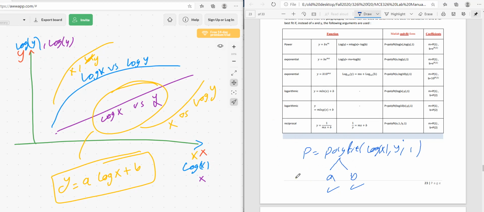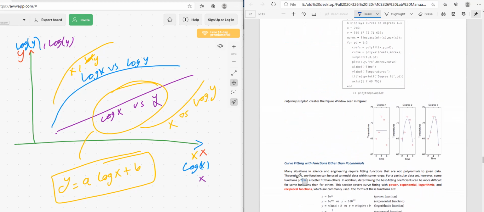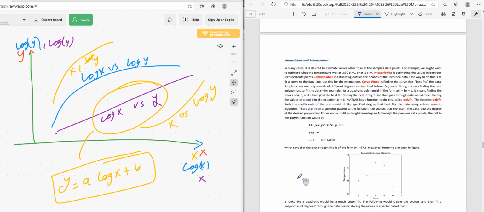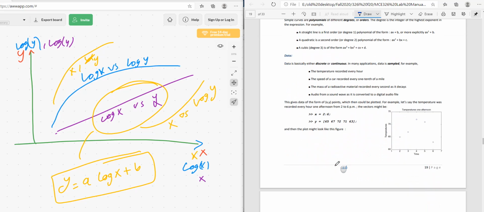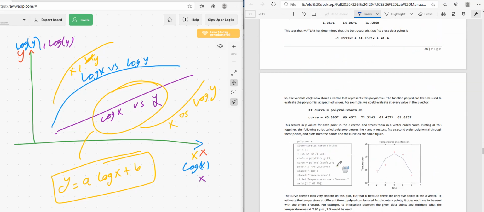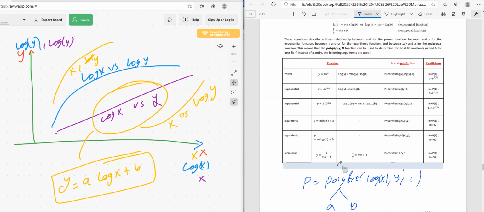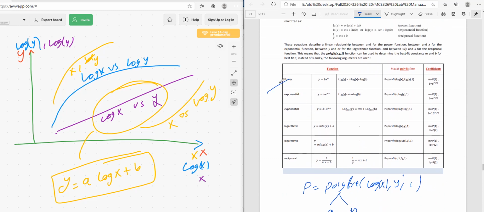I hope that everything in this video is clear. We learned together how we can solve a system of linear equations, how we can fit data using polynomials, first order, second order, third order, and also how we can use polyfit with the functions in this table: the power function, the exponential, the logarithmic and reciprocal. Exponential using 10 and using e, logarithmic using log 10 and log, or the ln function.